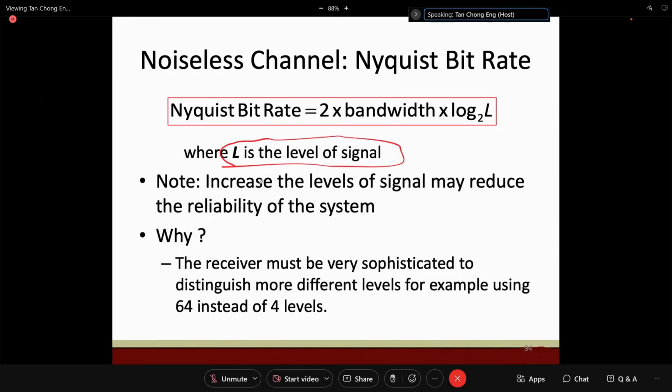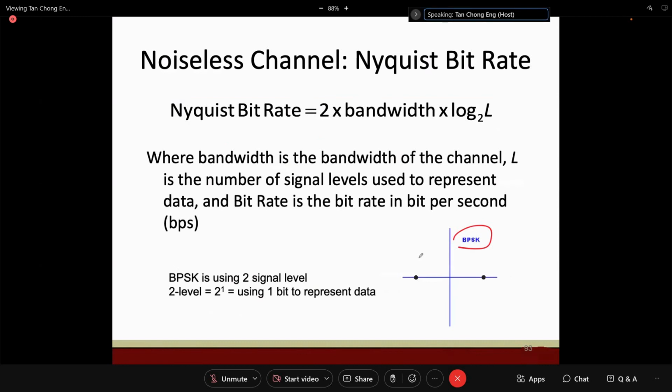Just now, this one is only 2 signal levels. BPSK uses 2 signal levels only. What is this 2? This one is 1, and this one is the other one. So you have 2 signal levels only, so of course your data rate is going to be low.